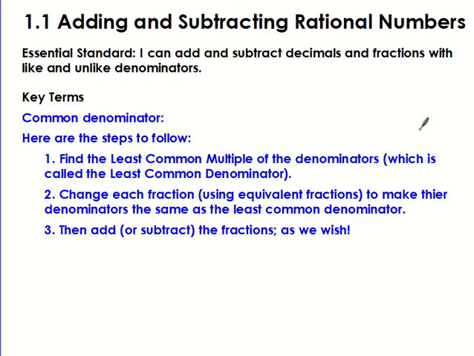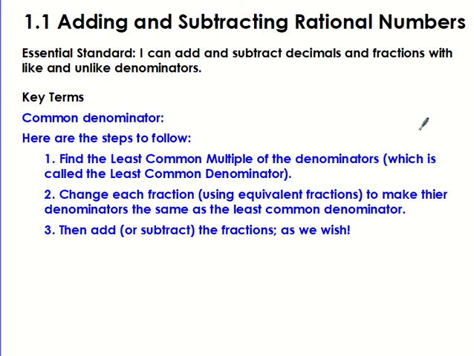So in the key terms, we just put reminders for how to add and subtract fractions. So we need to find a common denominator. So the steps are as follows. We first find the least common multiple of the denominators, which is called the least common denominator. Remember, that's the least common multiple, which means the numbers need to get bigger, not smaller.